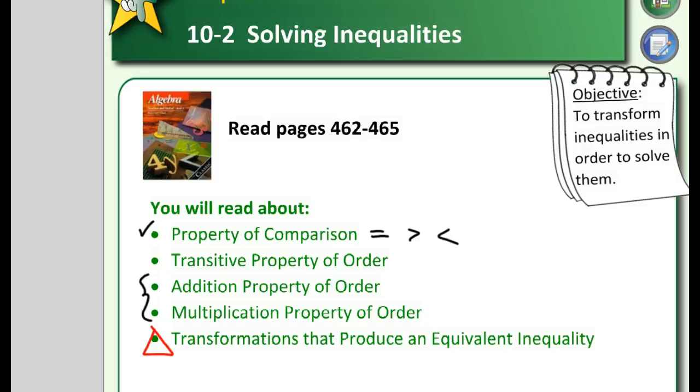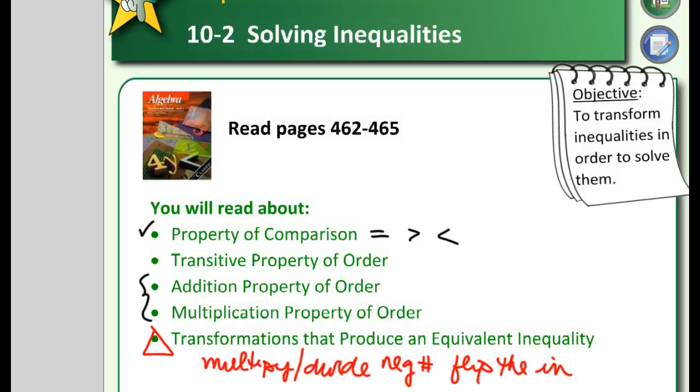You've got to worry about what to do when we multiply or divide by a negative number. When we multiply or divide by a negative number, we have to remember to flip the inequality sign. We've got to remember to flip the inequality sign. And again, the idea there would be this.